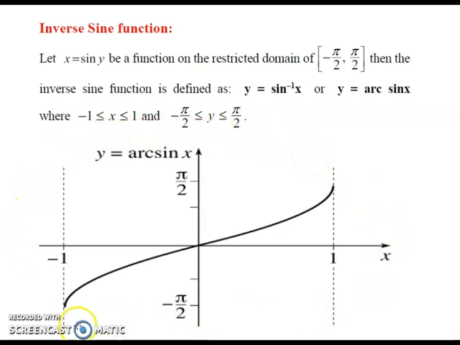If you observe this graph, the domain of the inverse sine function is minus 1 to plus 1, and the range of the inverse sine function is minus pi by 2 to plus pi by 2. See here, domain minus 1 less than or equal to x less than or equal to 1, and the function values y are minus pi by 2 to plus pi by 2. So this is the domain and range of the inverse sine function.